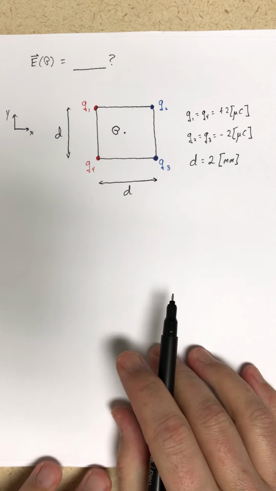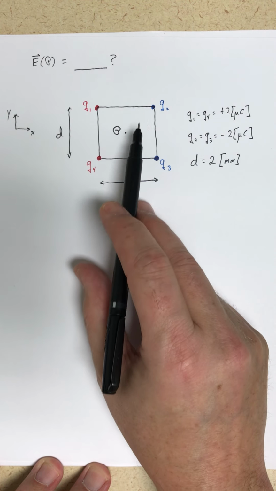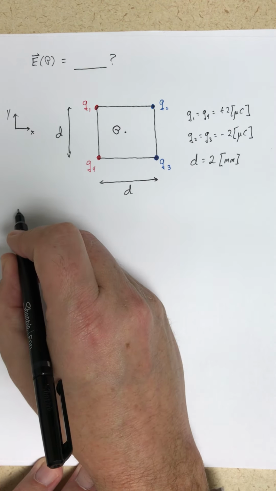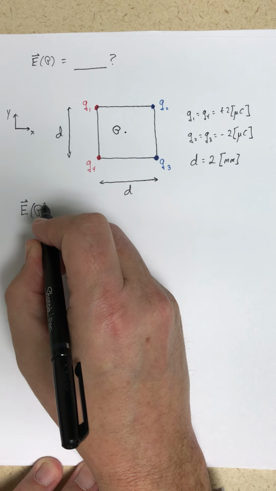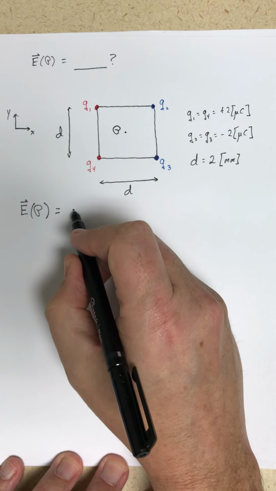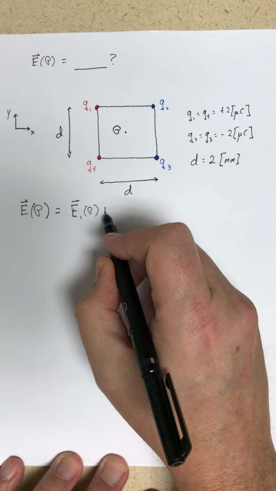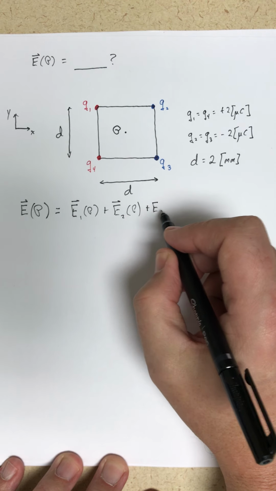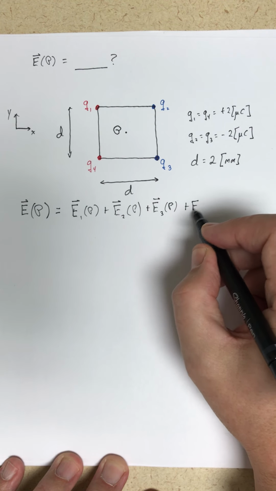So we're going to use superposition. The electric field at point P is going to be the electric field caused by charge 1, plus the field caused by charge 2, plus the field caused by charge 3, plus the field caused by charge 4, all added together. And we can do that because the field caused by charge 1 has no influence to change the field caused by charge 2, and so forth. So that's what we mean by superposition. So we need to find the field caused by charge 1 at point P and add the field caused by charge 2 at point P plus the field caused by charge 3 at point P, and then our last charge.